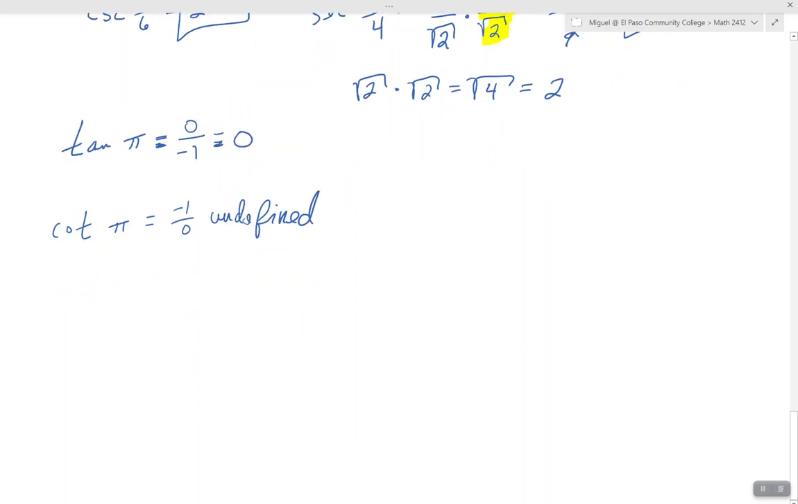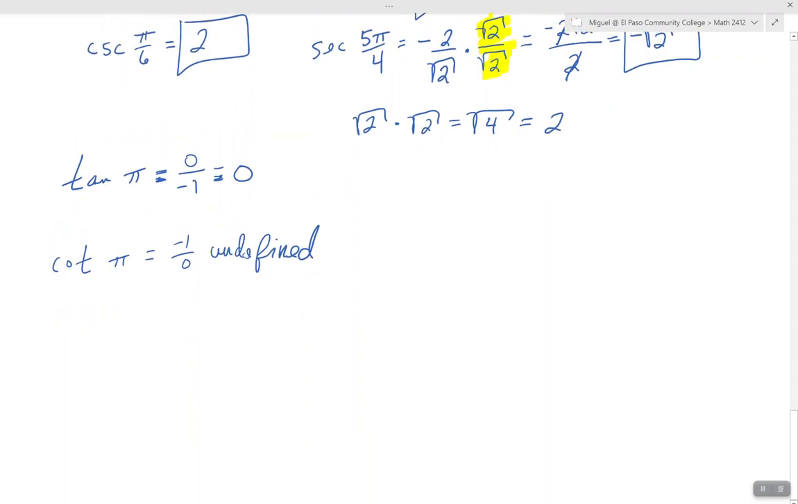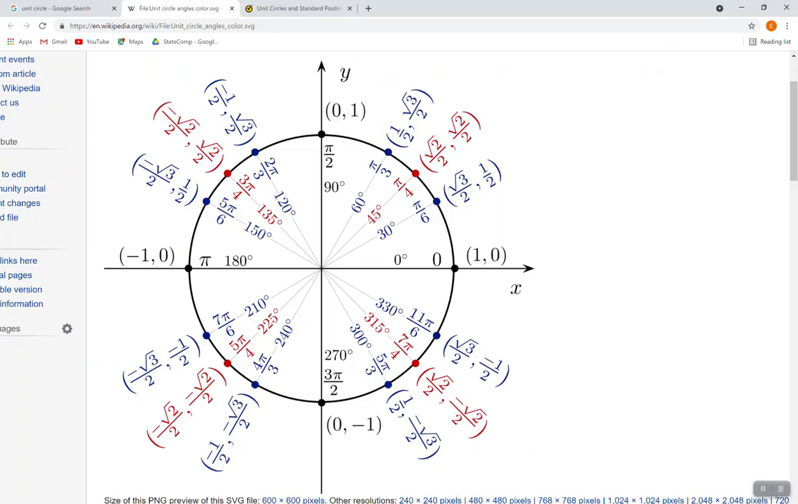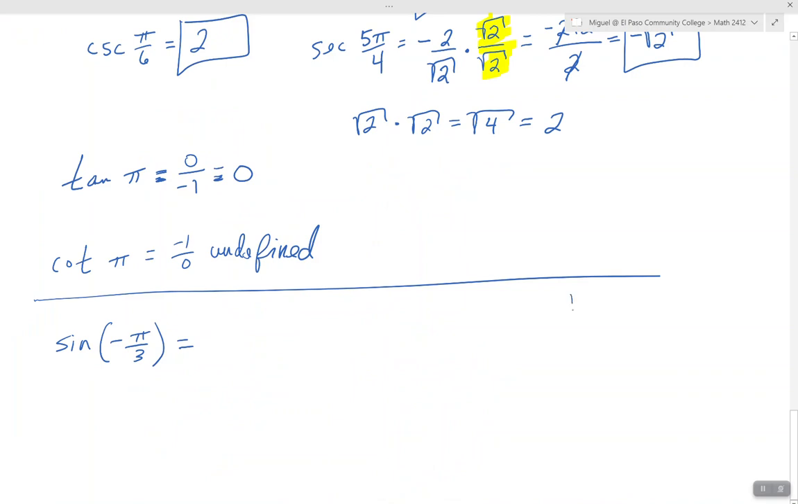All right, let's try a negative angle here. What about sine of negative pi over 3? How do you think we would measure negative pi over 3? So positive pi over 3 is easy, right? We would just go up that much. This would be positive pi over 3.